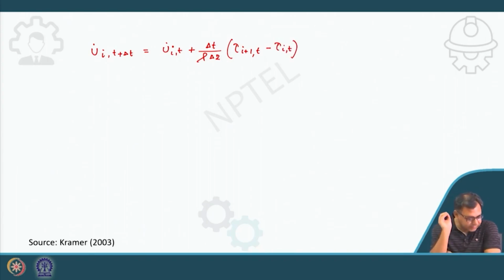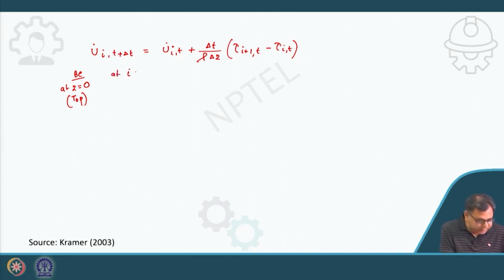Okay, this is the equation. Now, if I apply the boundary condition at z equal to 0, that means at the top, at i equal to 1, then tau 1 will be 0, because z equal to 0 means at the top surface, where shear stress is 0. I am considering shear strain is 0.